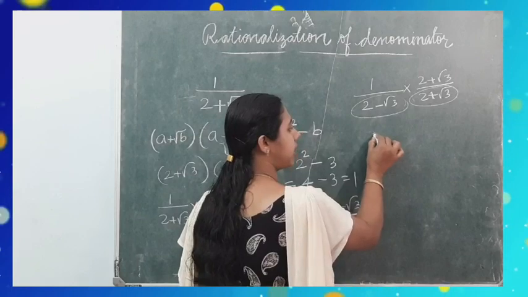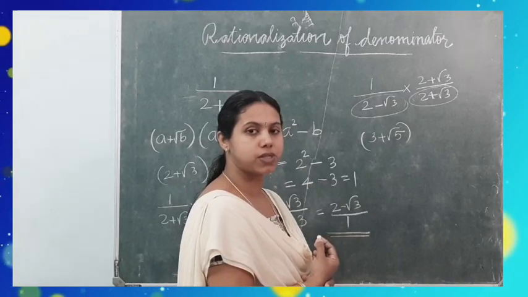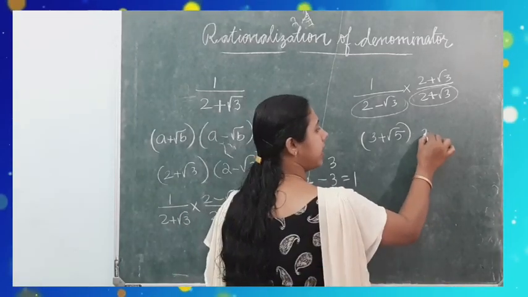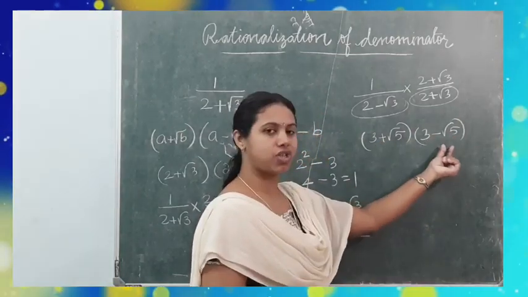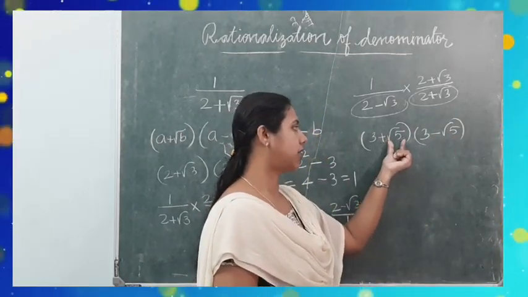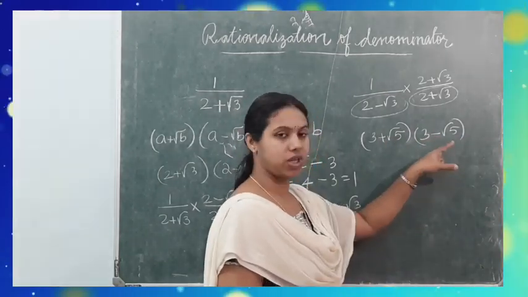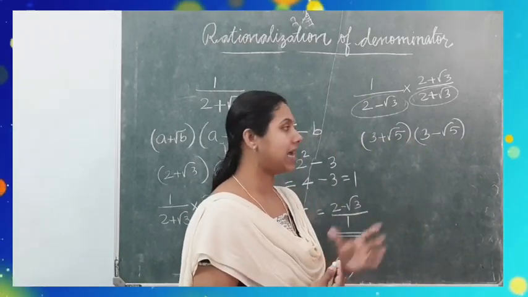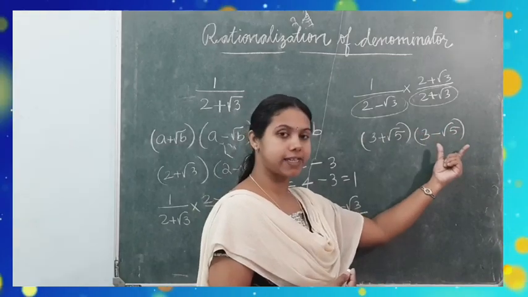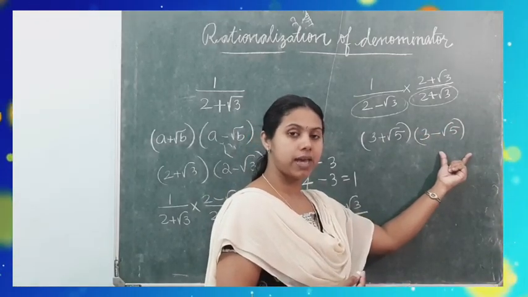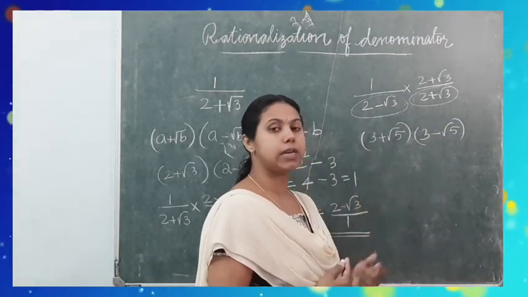And can you say what is the rationalizing factor of 3 plus root 5? It will be equal to 3 minus root 5. Just remember the sign will change. The sign of the second term, if it is positive, will change to negative. So that is known as conjugate or rationalizing factor of each other. 3 plus root 5 is the rationalizing factor of 3 minus root 5. And in the same way, 3 minus root 5 is the rationalizing factor of 3 plus root 5.